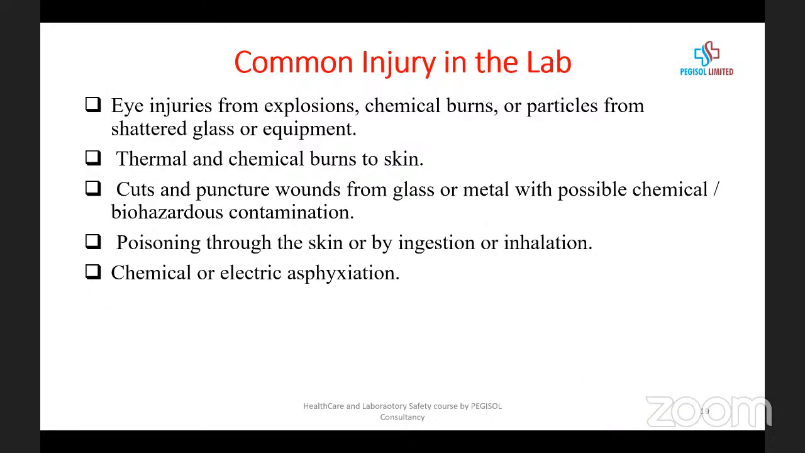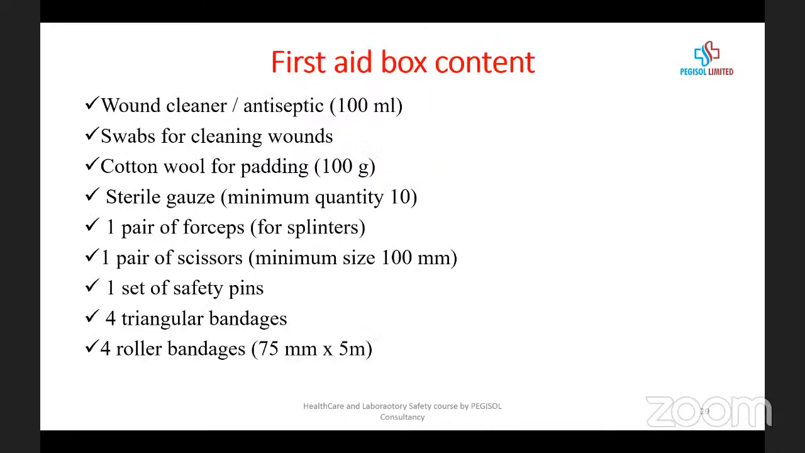So, what are the common injuries in the lab? I want to talk about common injuries in the lab. From explosion to chemical burns, particularly from shattered glass or equipment, thermal or chemical burns to the skin, cuts, puncture wounds from glass or metal with possible chemical or biohazard contamination, poisoning through the skin or by injection or inhaling chemicals, electric shock, and so on. So these are some common injuries one who is working in the lab would experience.